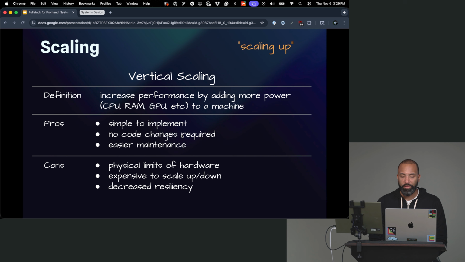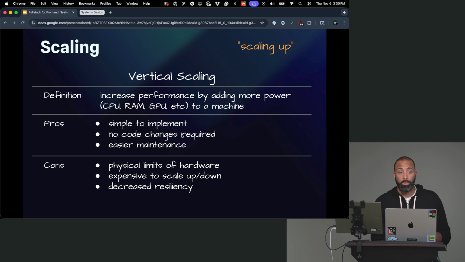I talked about pros and cons. Again, it gets a bad rap. Just adding a bigger server, easy maintenance, but you're going to approach the physical limits of hardware. GPUs and CPUs can only get so fast. And when you only have one big server or a few big servers, what happens? What's the danger there? The request throughput gets bottlenecked elsewhere.